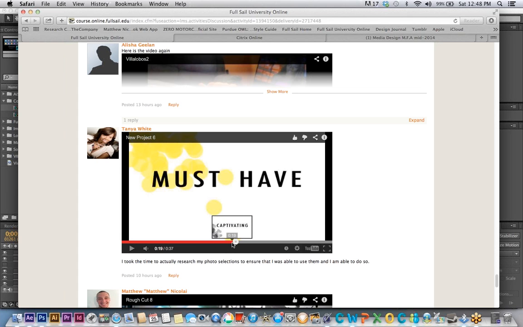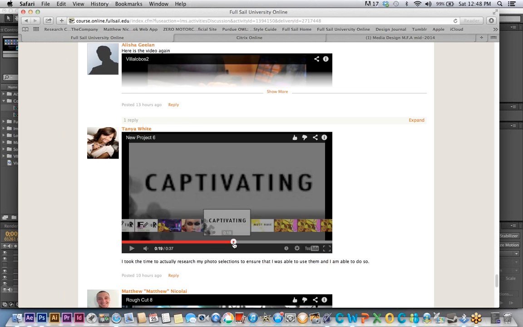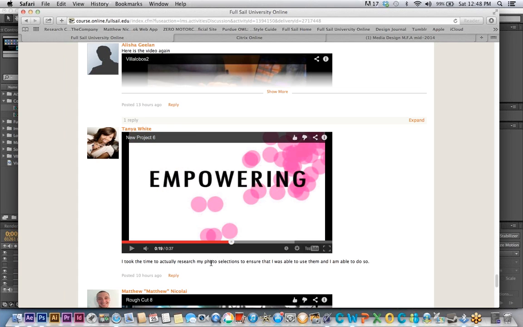Captivating, must have, and the other one I can't even think of right now, but putting the word, like right there, those three different colors, putting what the CMYK and RGB values are in that.